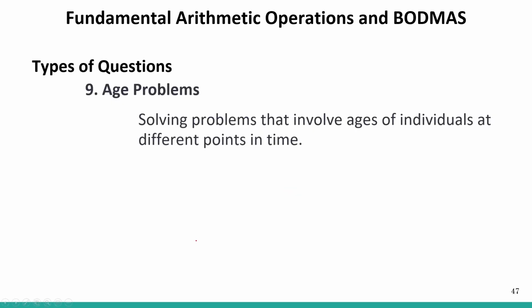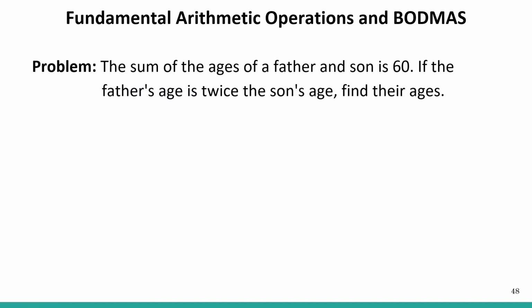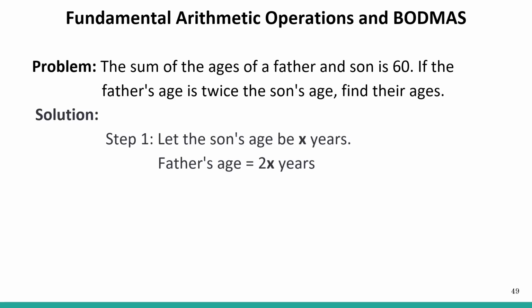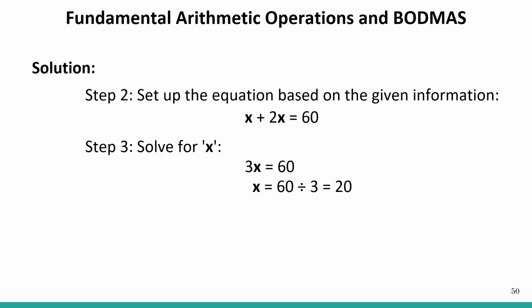So let's solve the age problems, okay, involving ages. So the sum of ages of father and son is 60. If the father's age is twice the son's age, find their ages. Okay, let the son's age be x years and the father's age will be twice, so 2x years. So given that their sum is 60, 3x is equal to 60, so x is equal to 60 by 3, that is 20. So 20 will be the final answer.